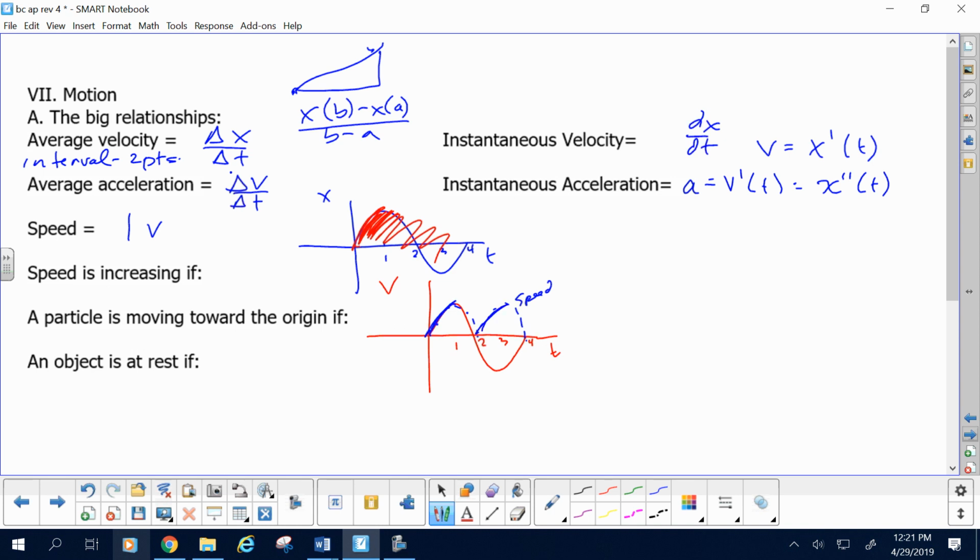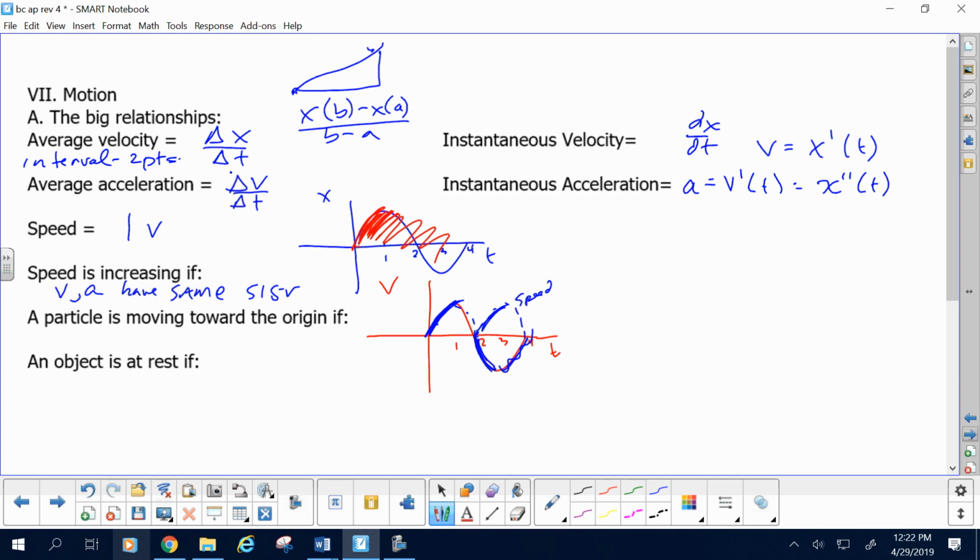And so when is speed increasing? There and there, okay. Or you could go at it the other way: speed is increasing if velocity and acceleration have the same sign. In this case, the velocity is positive because it's above the axis and the acceleration is positive because the slope is positive, or the velocity is negative below the axis and the acceleration is negative. You can get the same answer.